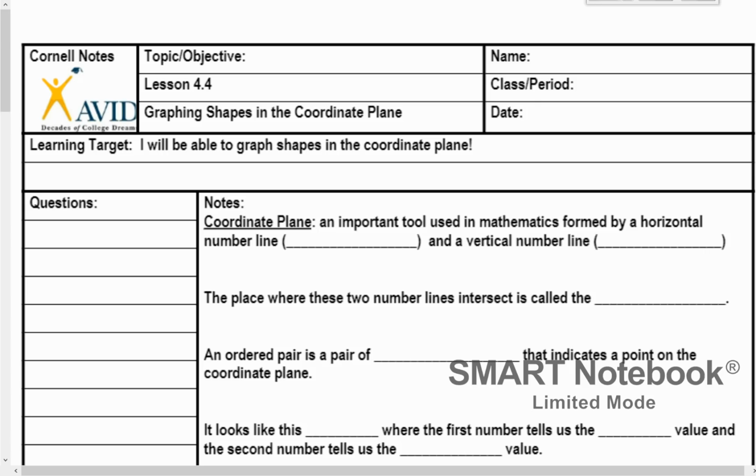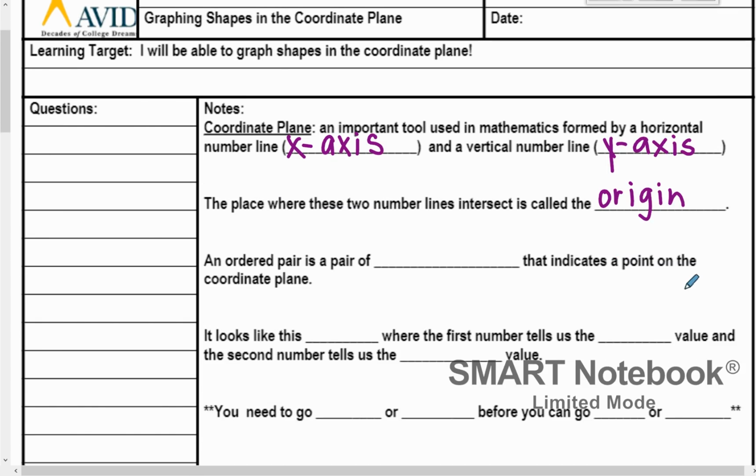A coordinate plane is an important tool used in mathematics, formed by a horizontal number line that we call the x-axis, and a vertical number line, which we call the y-axis. The place where these two axes meet is called the origin. Okay, and we'll take a look at what a coordinate plane looks like in 1 second. An ordered pair is a pair of numbers that indicates a point on the coordinate plane. So a pair of numbers, and pair means two, remember.